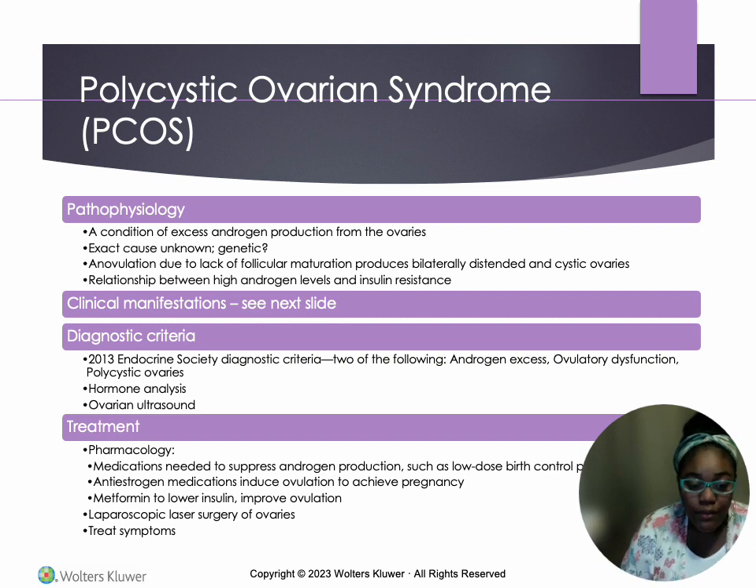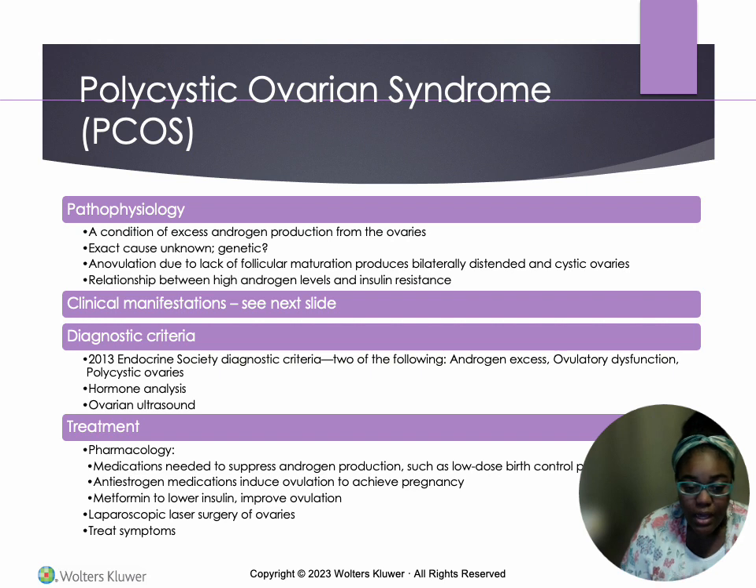You'll see anovulation, or the lack of ovulation, due to lack of follicular maturation. And normally you see cystic ovaries that are preventing ovulation because there's no space for those eggs to drop, and they're scarred. So you do see a relationship between high androgen levels and insulin resistance with PCOS.